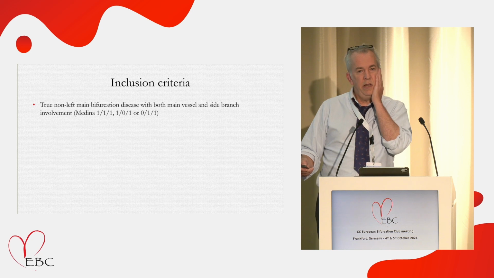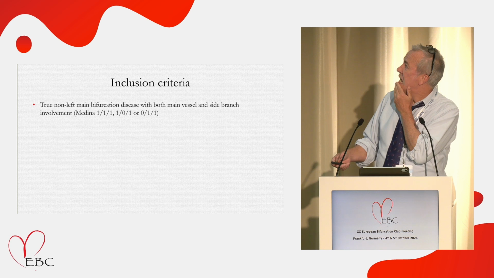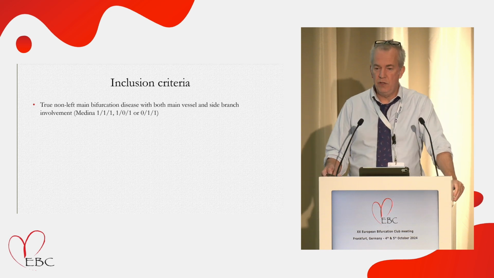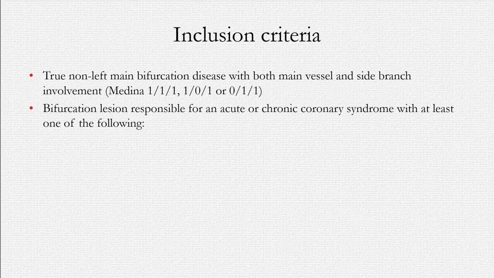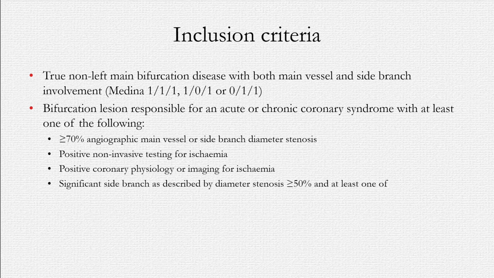So inclusion criteria. This is a little bit indigestible, I'm afraid, but bear with me. True non-left main stem bifurcation disease, Medina categories as you would expect. The bifurcation lesion must be responsible, so you must meet both these criteria: responsible for an acute or chronic coronary syndrome with at least one of the following. The print starts to get a bit smaller, I'm afraid. Greater than 70% angiographic main or side branch diameter stenosis. Either positive non-invasive testing for ischemia or positive coronary physiology or imaging for ischemia.